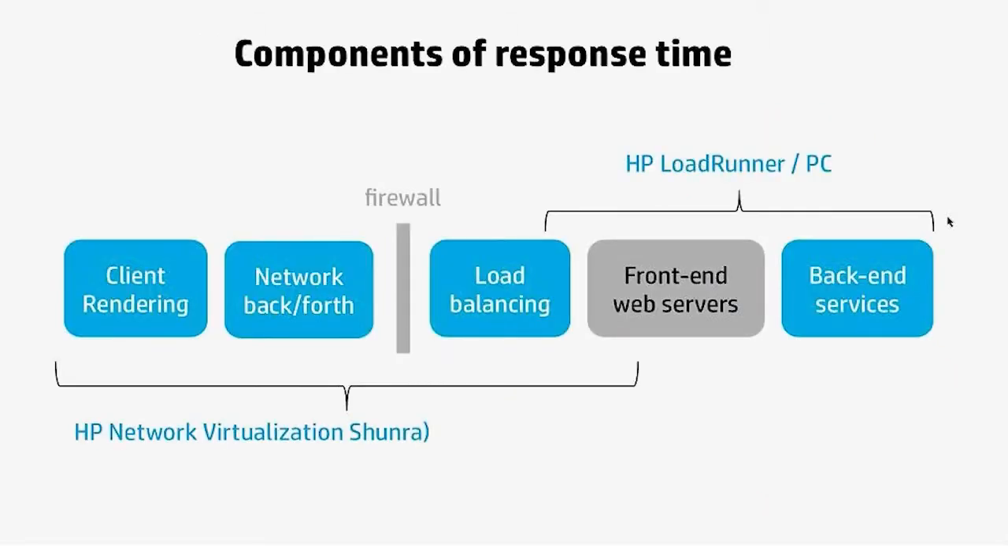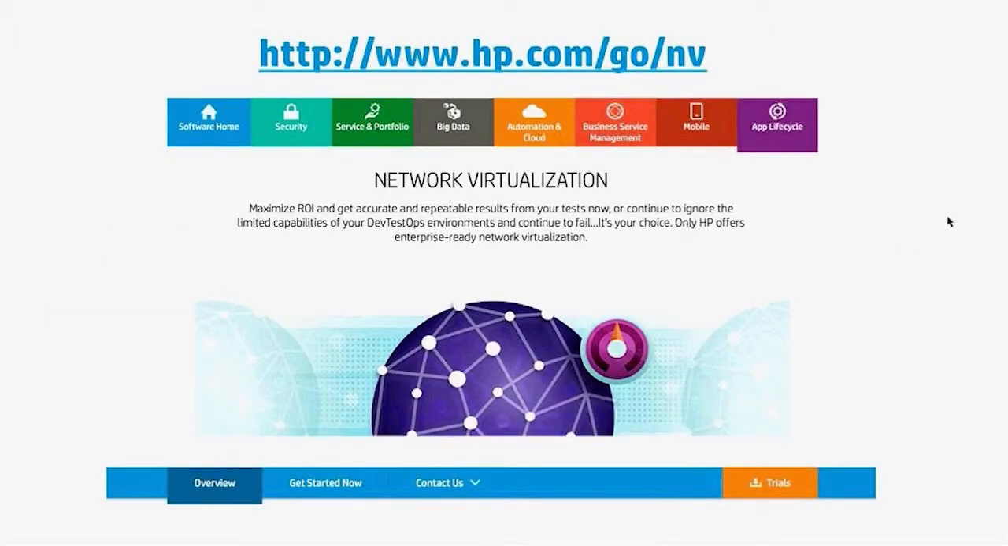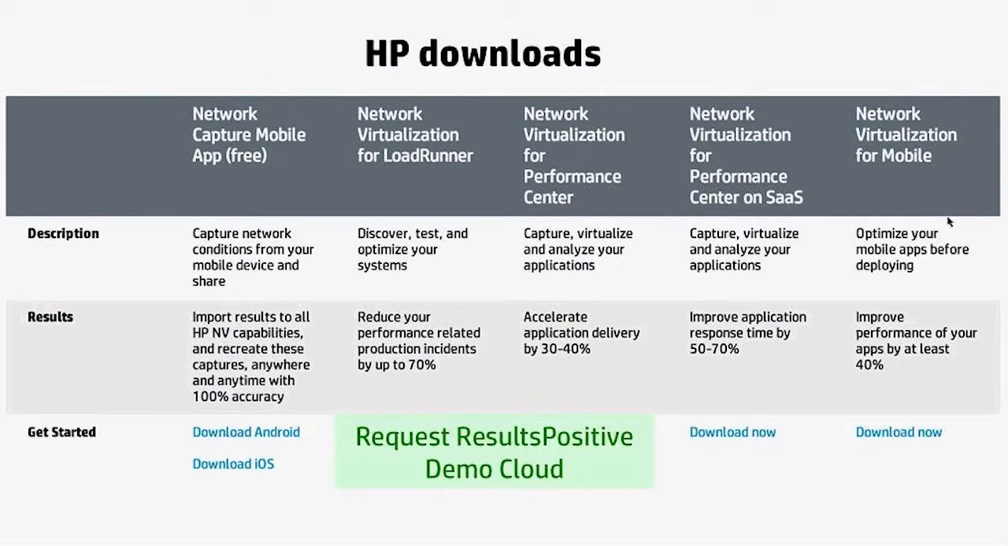HP, by buying the product line, is now able to see the entire chain of events, from client rendering all the way to the back end, and really optimize in a complete way. You can go to HP Go NV to download a trial. However, you don't have to download and mess with all the bits yourself. You can just go right into the demo cloud. And for mobile, you can request the demo as well.